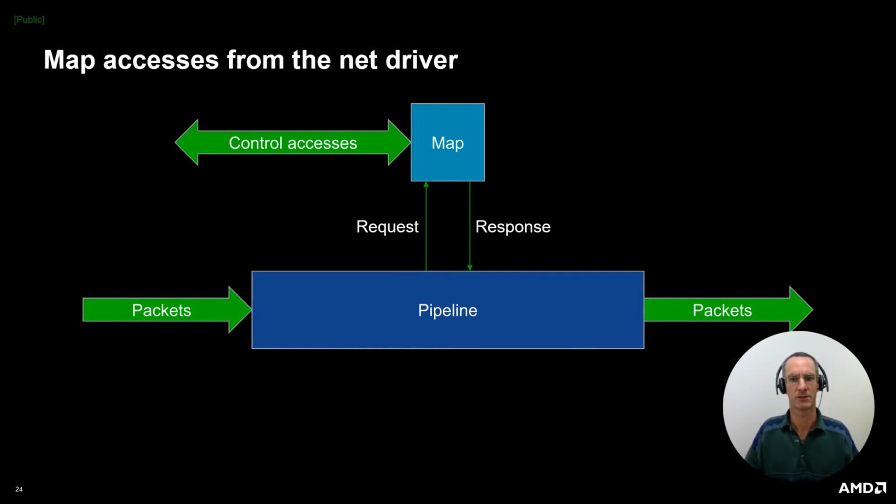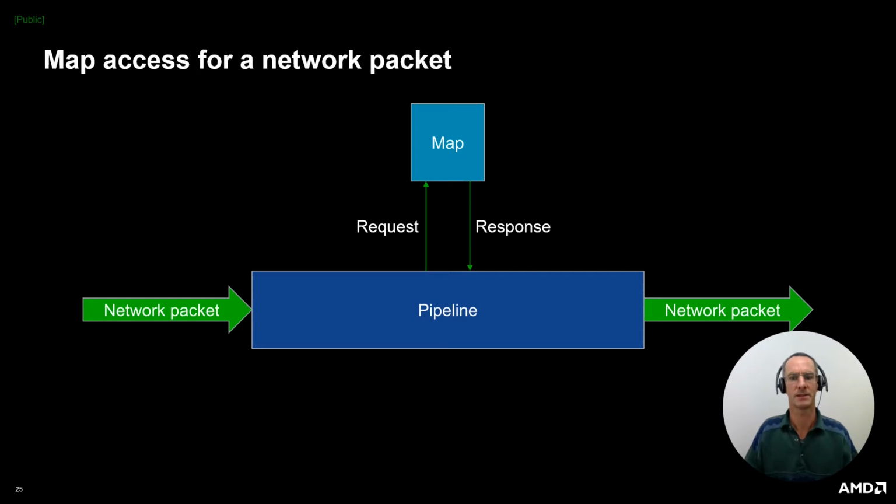Next, I want to talk about how the offloaded maps are accessed by the net driver when a BPF system call is made. We could add a separate control interface to each map and perform the accesses through that. We decided not to do that because it involves adding a separate control port and a lot of extra wiring to connect it to all the maps.